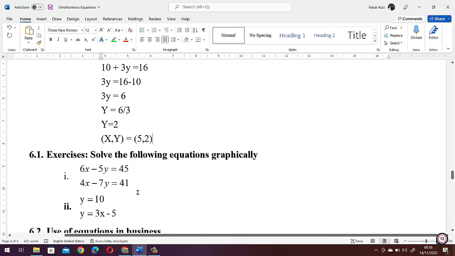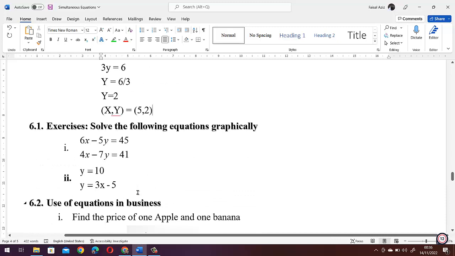and then you will get the value of the other variable. Okay, so here we have some other equations. These equations you can see on your screen. You can make a note of these questions, and you can do them by yourself.